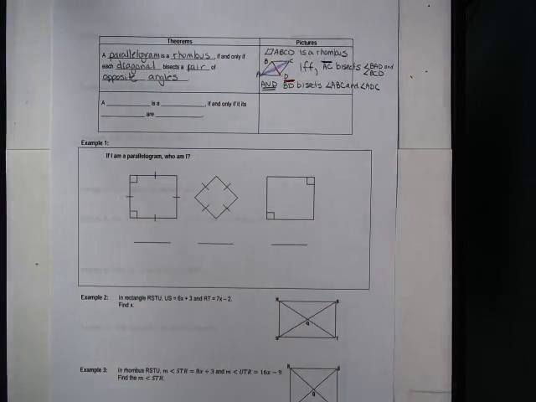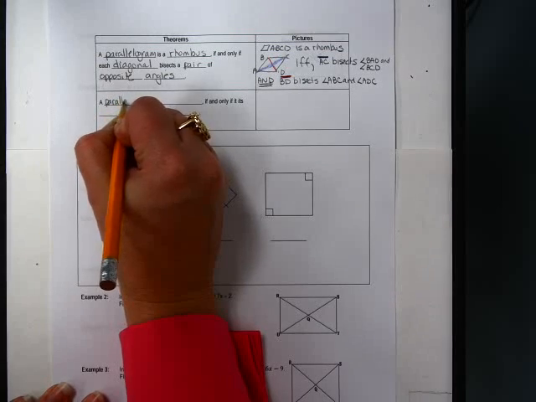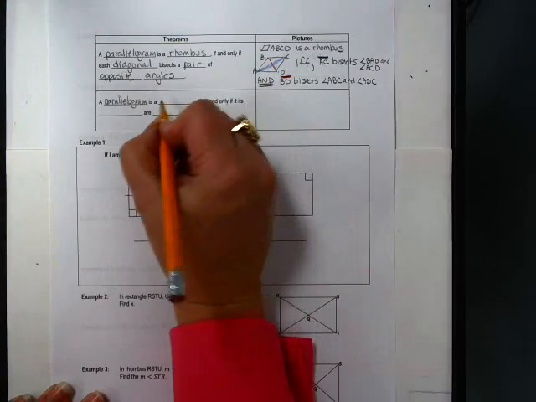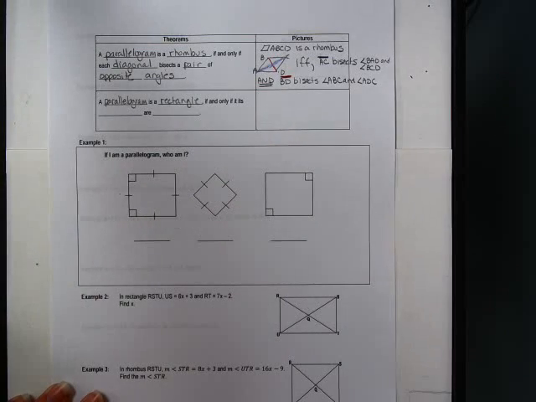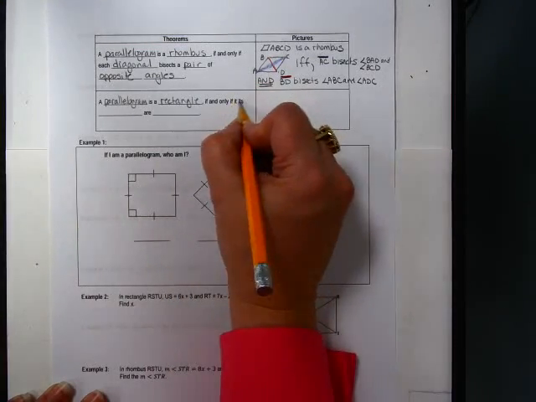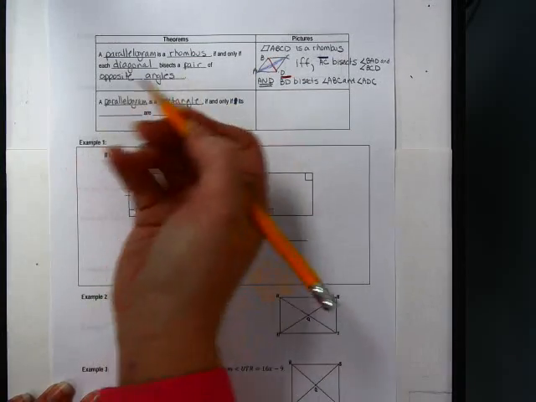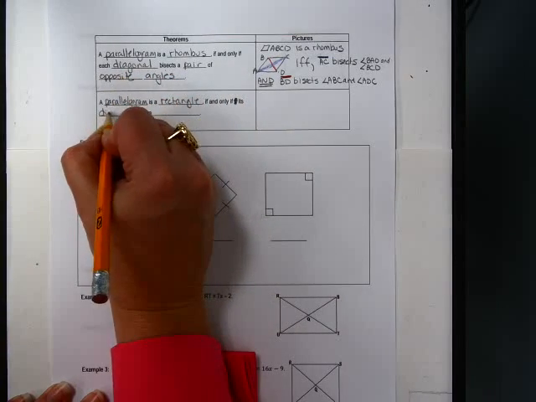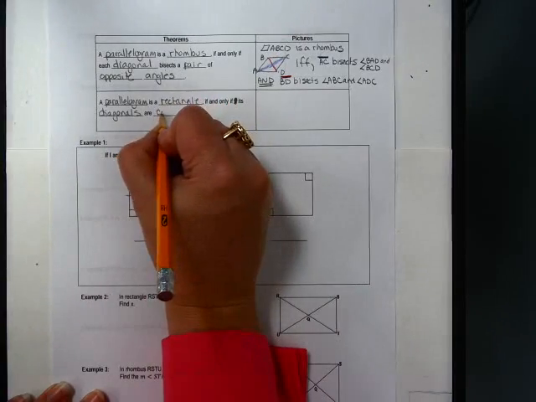All right, next theorem, last theorem for today. We have a parallelogram is a rectangle if and only if its diagonals, oh, it has an extra, that's a typo, so you can just cross that out. If and only if its diagonals are congruent.